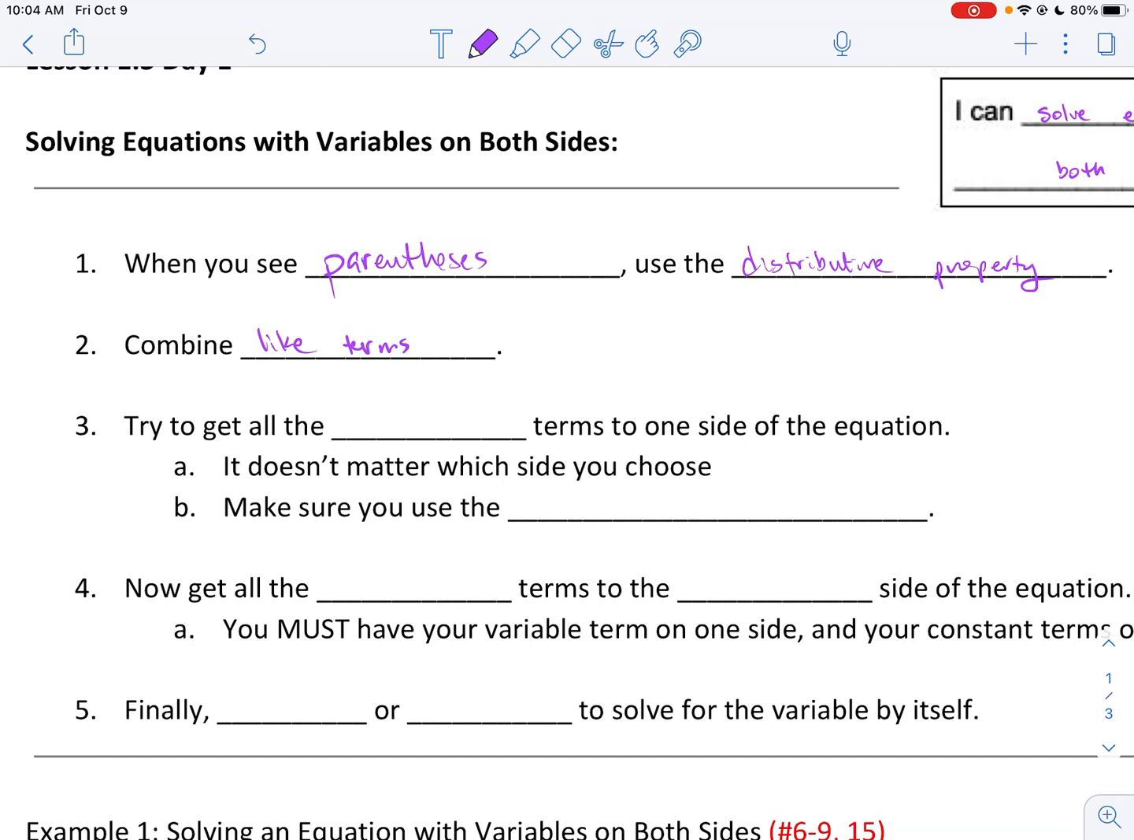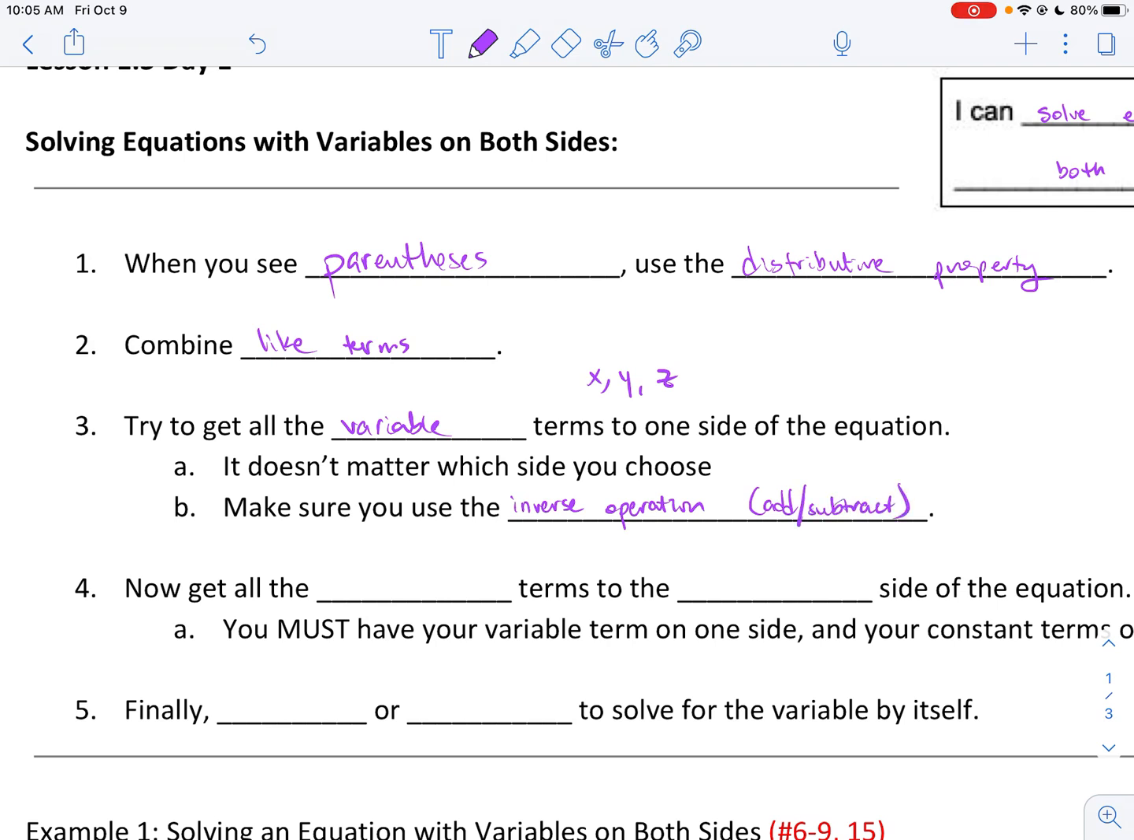Number 3, after you combine like terms, you want to get the variables. So try to get the variable terms to one side of the equation. So this is like your x's, your y's, your z's. It doesn't matter which side you choose, but make sure you use the inverse operations. Right, so make sure you add or subtract in this step.